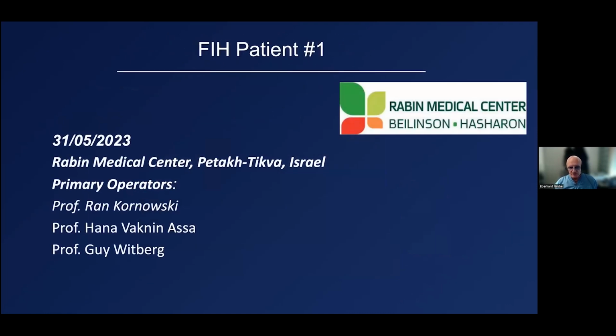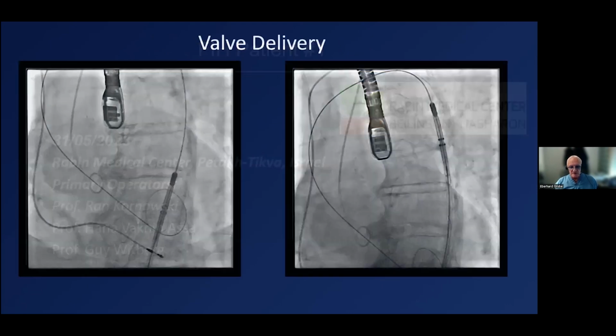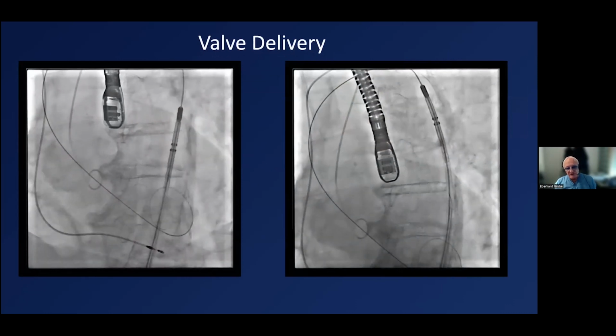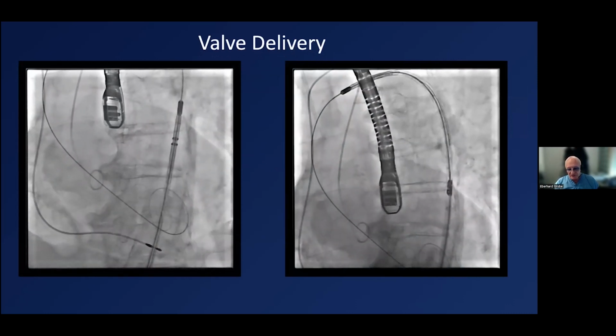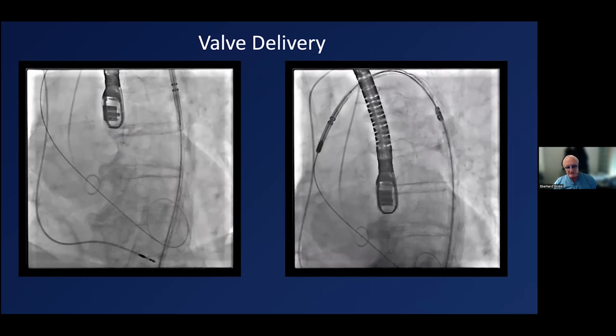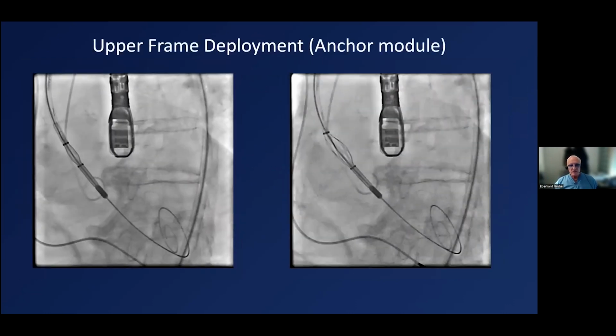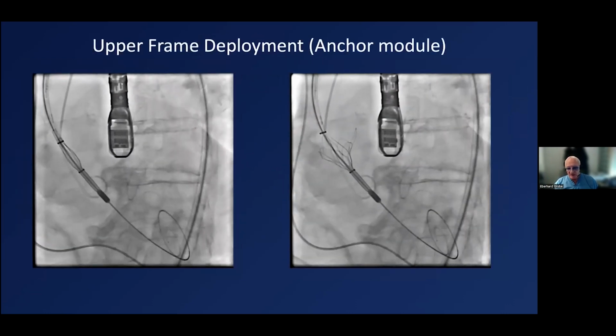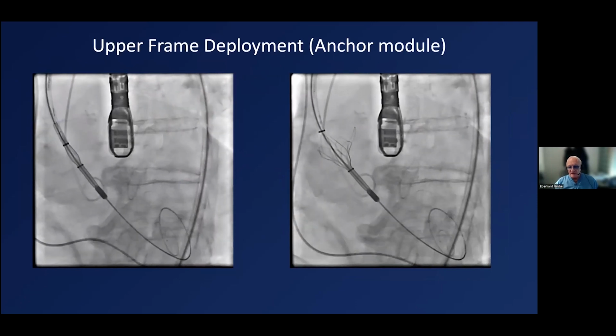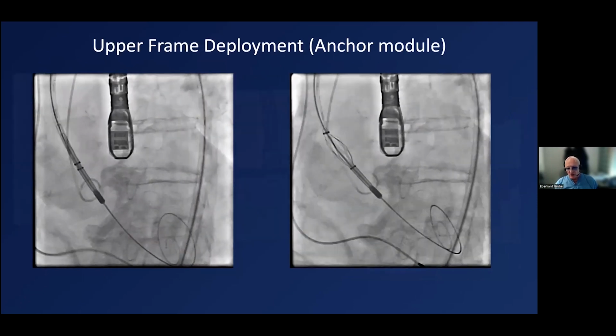First in man patients being done at Rabin Medical Center by Ran Kornowski and his team. Here you can see the very flexible device, 12 French OD with the catheter in place. You can see the upper frame deployment on the right side as it opens. That is the anchoring module.